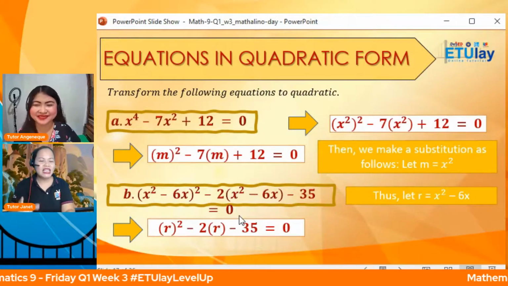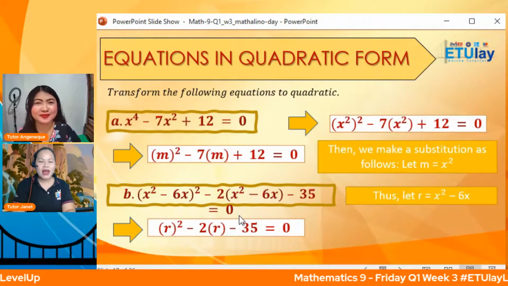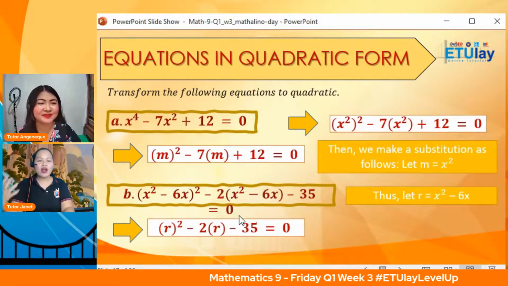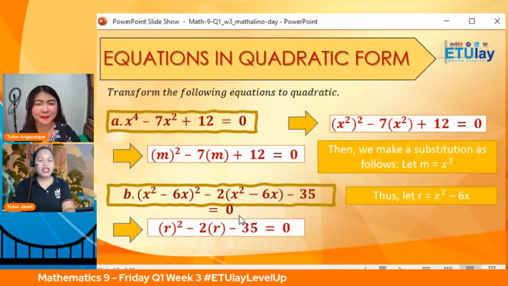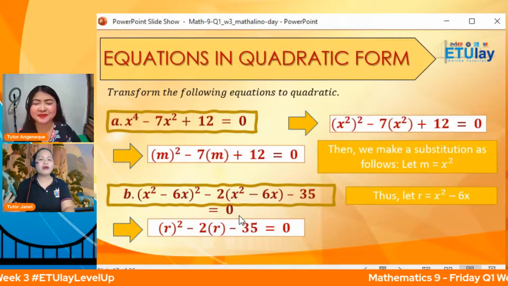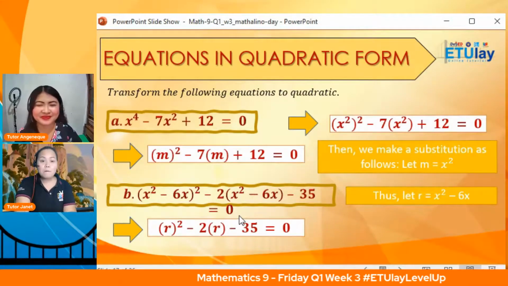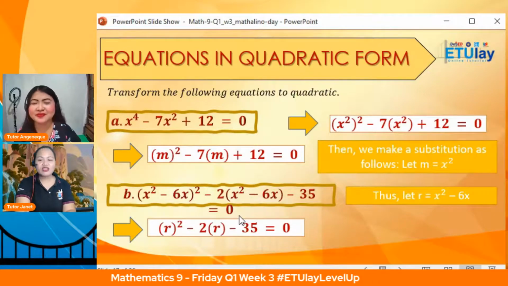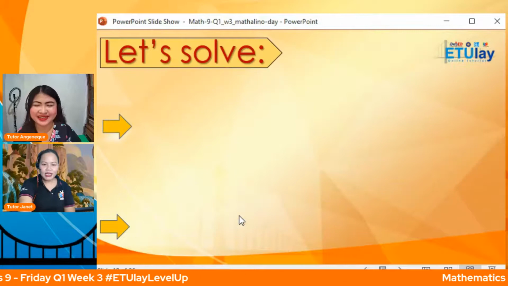So, although ang degree niya ay hindi 2, sa math 10, i-introduce sa inyo, ang tawag dyan ay quartic. So, degree 4, pwede natin siyang i-transform into a quadratic equation. So, it's an equation transformable in quadratic form, which is r squared minus 2r minus 35 is equal to 0. Okay? Next na tayo, tutor.